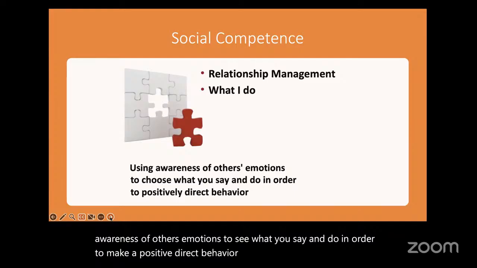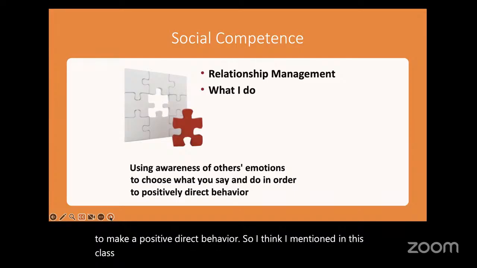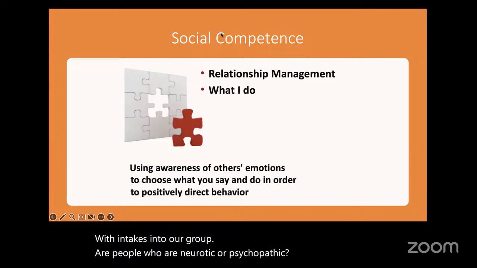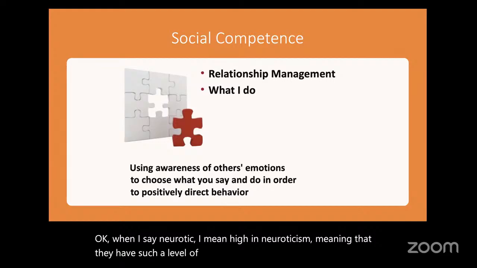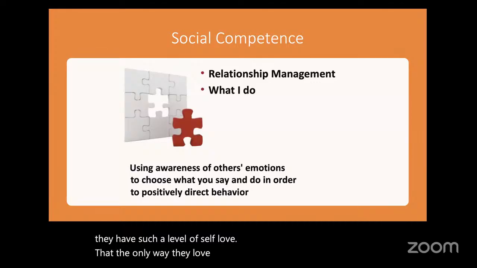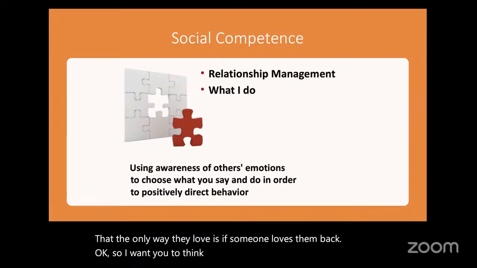So I think I mentioned in this class before that one thing we should look out for with intakes into our group are people who are neurotic or psychopathic. When I say neurotic, I mean high in neuroticism, meaning that they have such a level of self-love that the only way they love is if someone loves them back. So I want you to think about a high neurotic person, someone who is high in neuroticism.